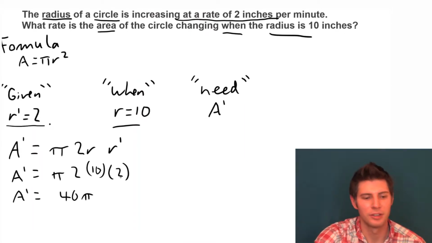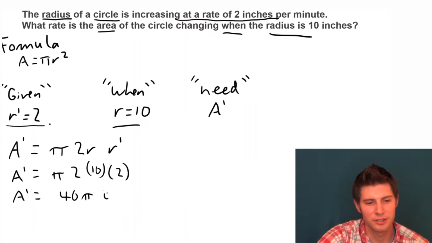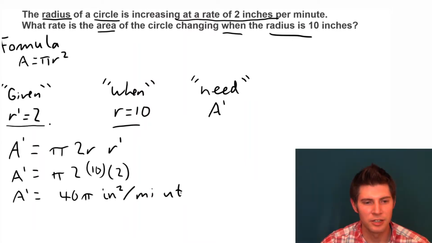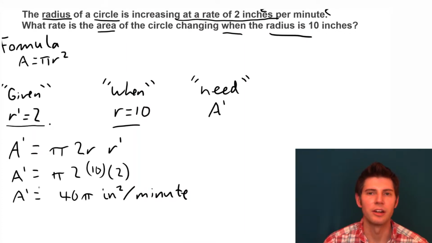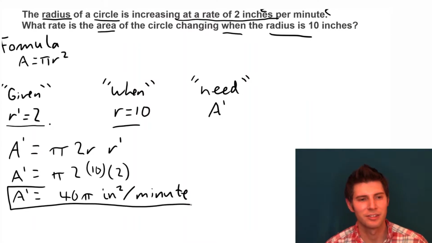Don't forget to label. So we want to label it. So it's 40 pi inches squared per minute. And I just got that from the word problem because we're dealing with inches right here and minutes. And I know the area is squared. And that's that one.